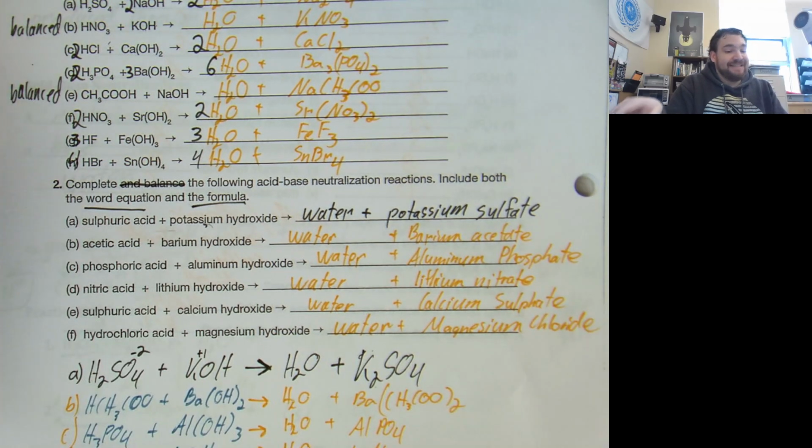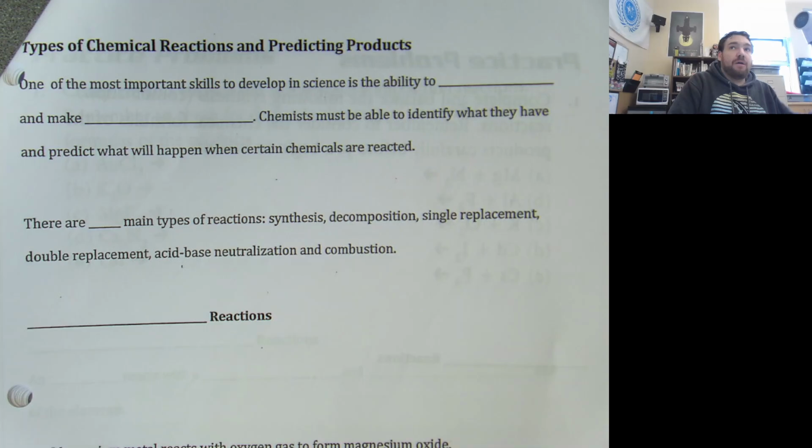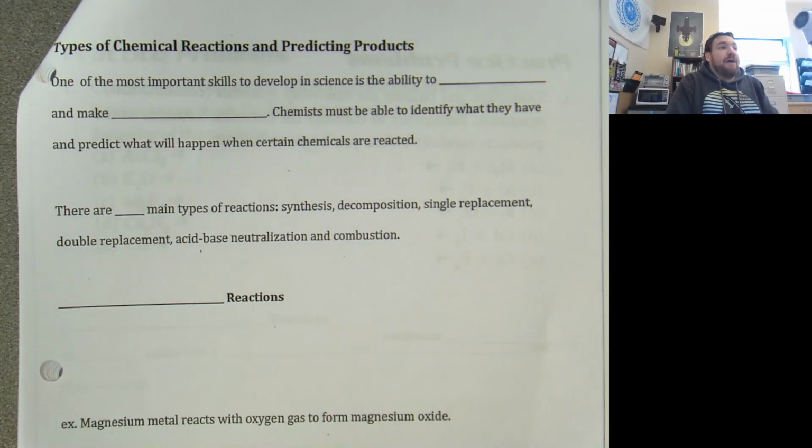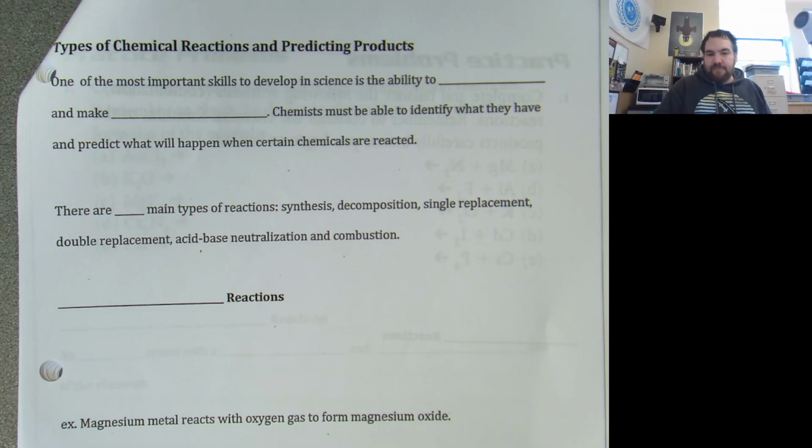Where things are going to get interesting today, flip the page to here, is I'm now going to give you 5 more reaction types, and you're going to have to identify what the reaction is and then remember the kinds of products that pop out. So here we go. Let's do it.